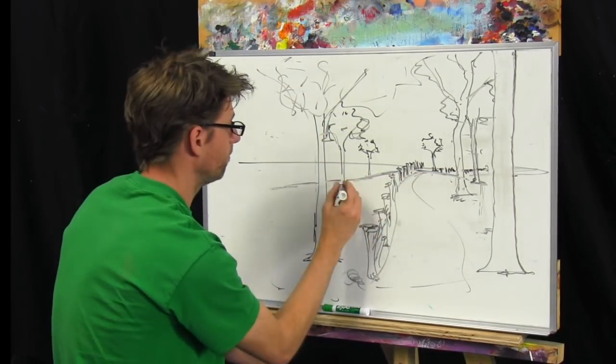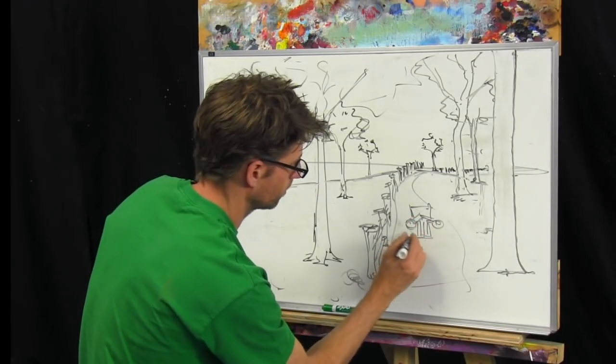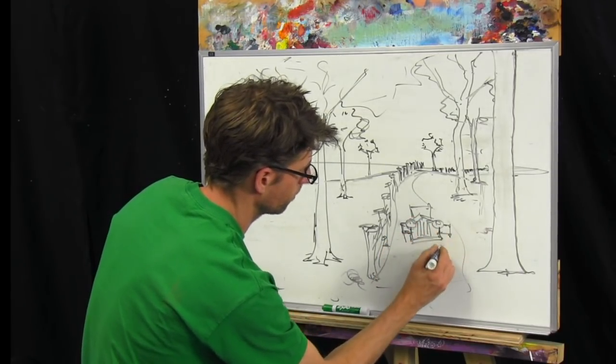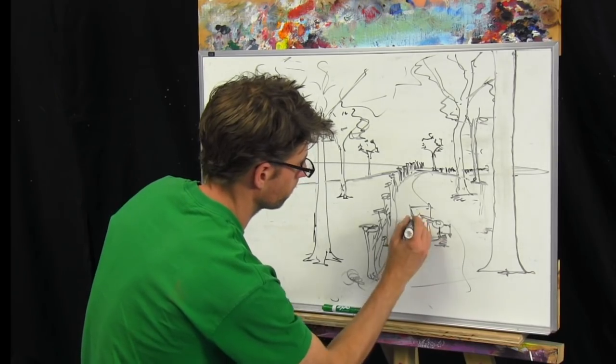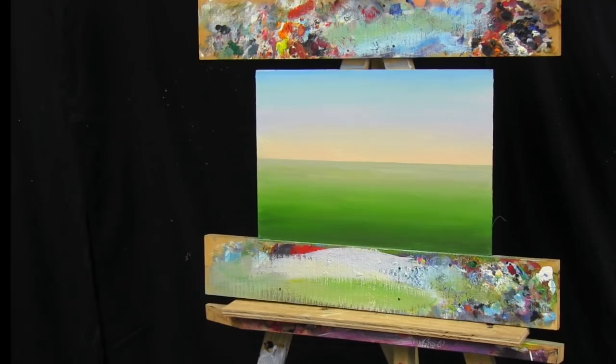Let's make this hill come behind these trees. Now I'm just starting to have fun drawing this picture. Maybe make some wheel wells right here and an old fender. There. All right, let's move to the painting.